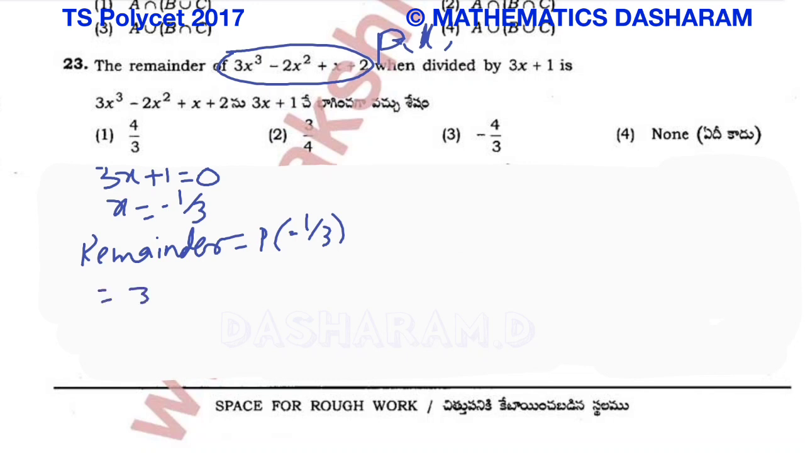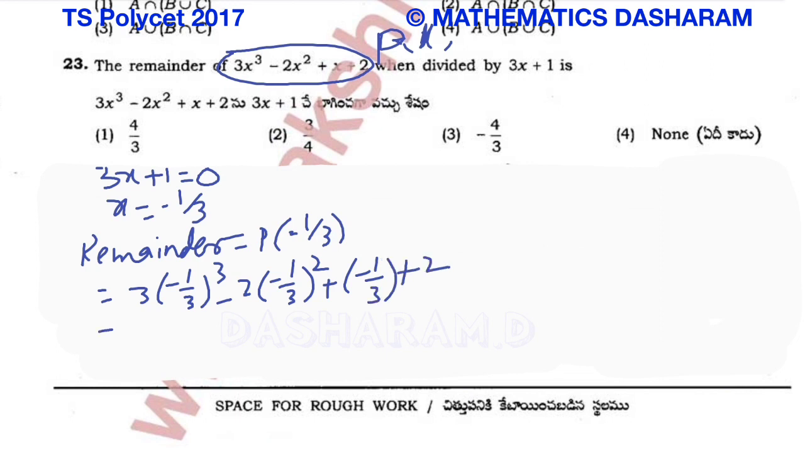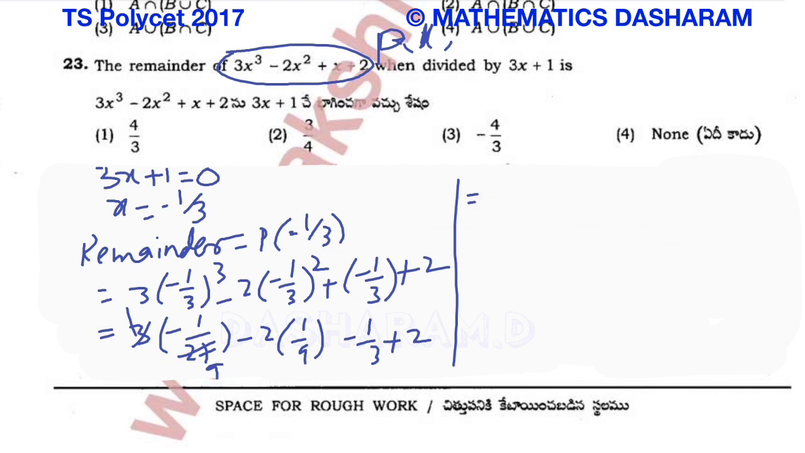So now 3 into minus 1 by 3 whole cube, minus 2 into minus 1 by 3 whole square, plus minus 1 by 3, plus 2. 3 into minus 1 by 3 whole cube is minus 1 by 27, minus 2 into minus 1 by 9, plus 1 by 9, minus 1 by 3, plus 2. Here 3 ones are 3, 9 threes are 27. So minus 1 by 9 minus 2 by 9 minus 1 by 3 plus 2.